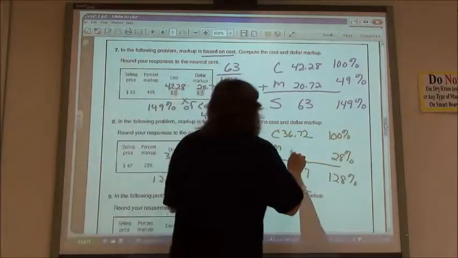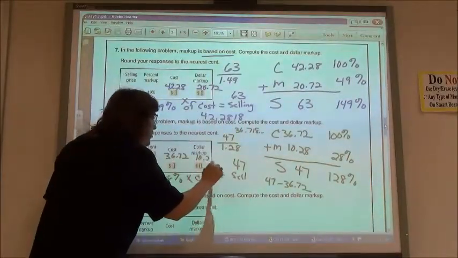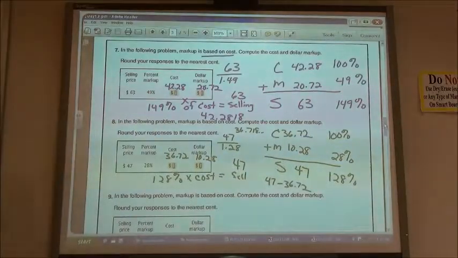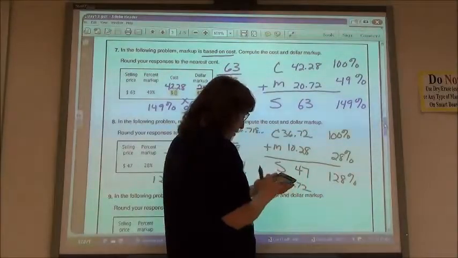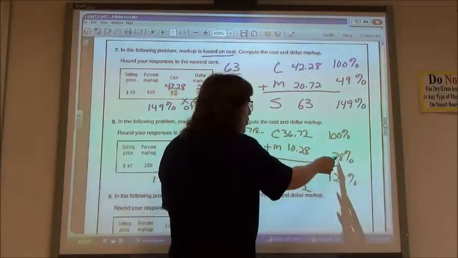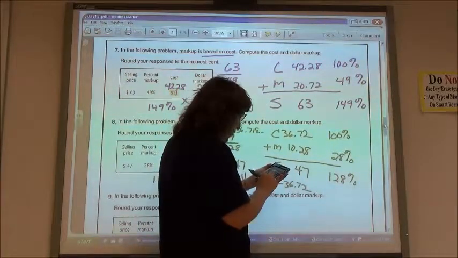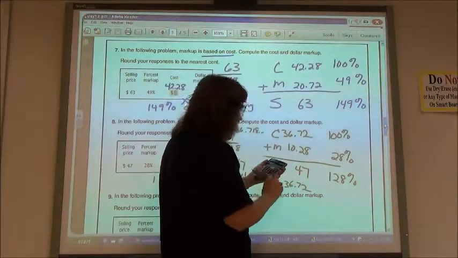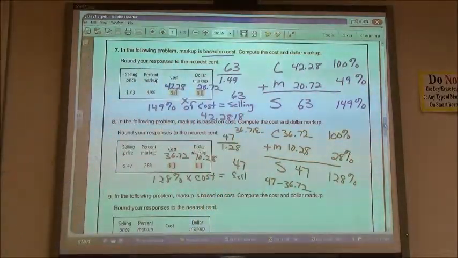that gives me $10.28. And again, if you just wanted to double check yourself, you could use the percent. 28%, 0.28 of my cost times my 36.72 should give me my markup amount, $10.28, and sure enough it does.